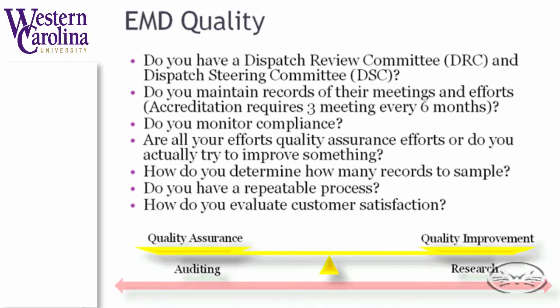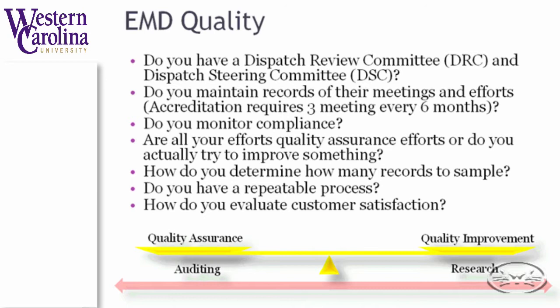Do you have a dispatch review committee and a dispatch steering committee? Do you maintain records of their meetings and efforts? Accreditation requires 3 meetings every 6 months to be compliant with the requirements of the Academy. Do you monitor compliance of presumptive run classifications? It's very important.